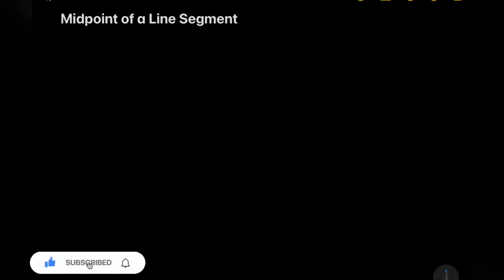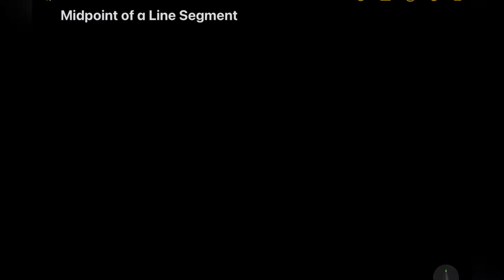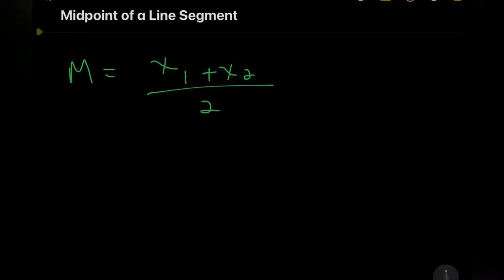In the finding length of a line video, we looked at how we could find the length of a line segment given the endpoints as coordinates. In this video, we will use coordinates to find the midpoint of line segments. The midpoint of a line segment is given as M equals (x1 plus x2) over 2 and (y1 plus y2) over 2.